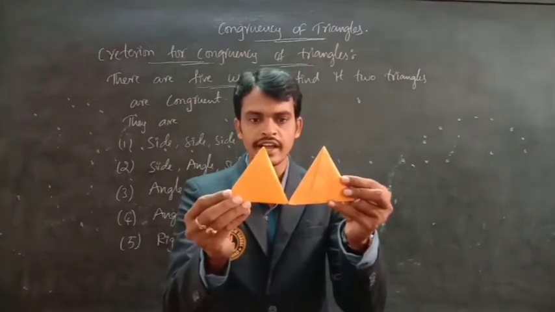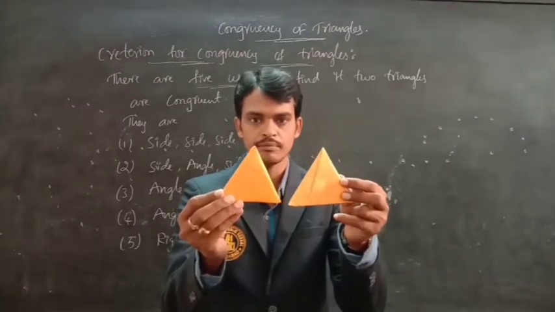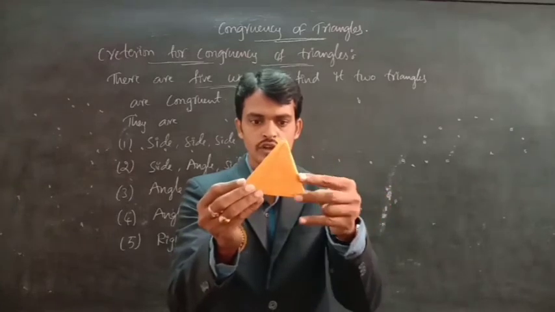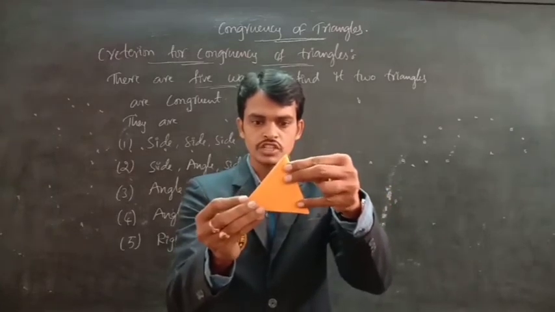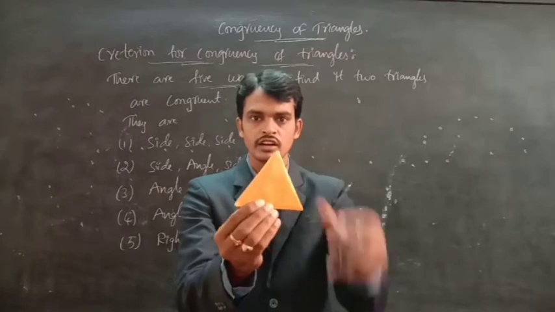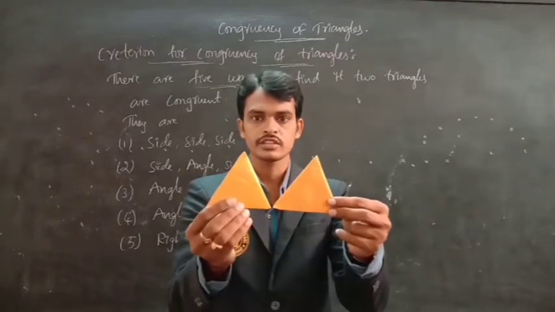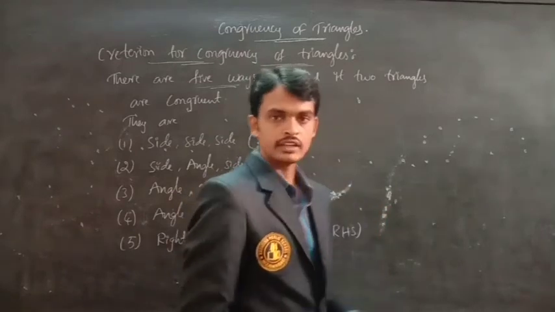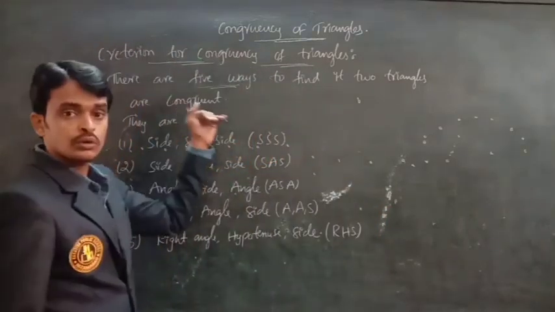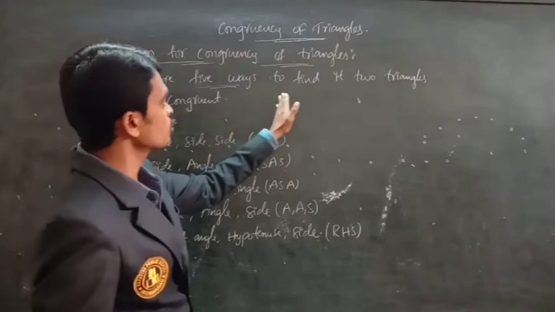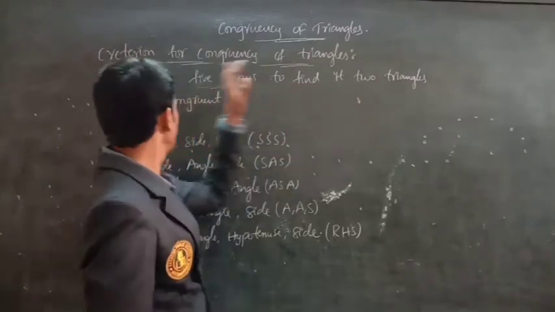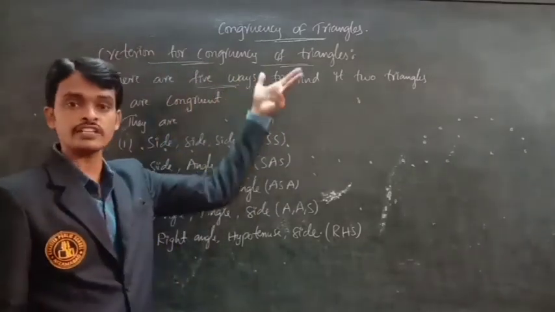Corresponding sides and angles are the same. Then they are superimposed on each other. Then these two triangles are congruent. So, like this, to show the congruency of triangles, we have 5 ways.